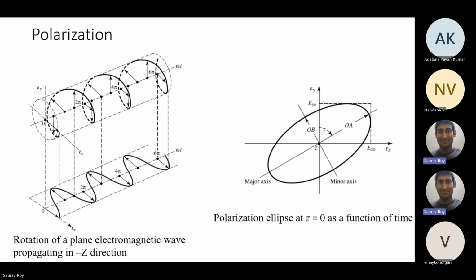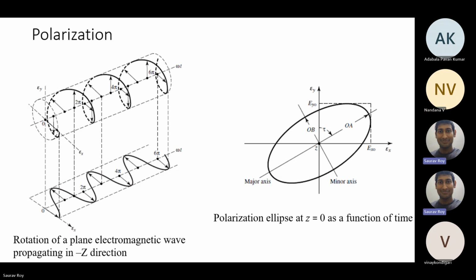Now, tell me what you did not understand or what your doubts are. Do you understand how this polarization ellipse is coming from the left hand picture? Can you explain once more? Yeah, that right side figure?